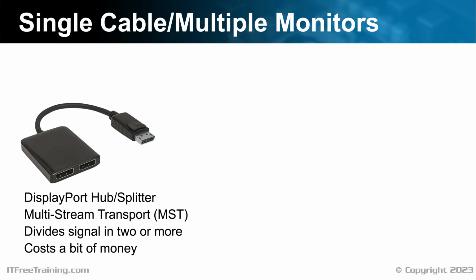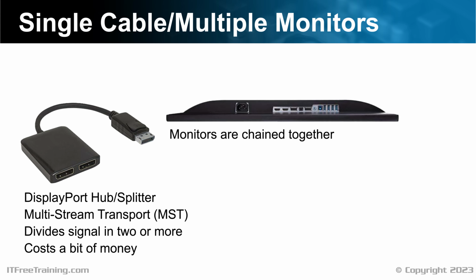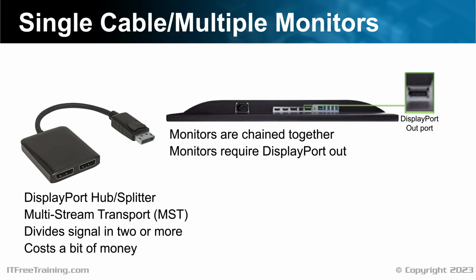The next option that you can consider is chaining one monitor into the next monitor. So essentially, the computer is plugged into the first monitor and the second monitor is plugged into the first monitor. In order to do this, the monitor requires a display port out. This is not that common on monitors, so don't assume your monitor will have one. Also, you may need to change some settings on your monitor to get it to work.